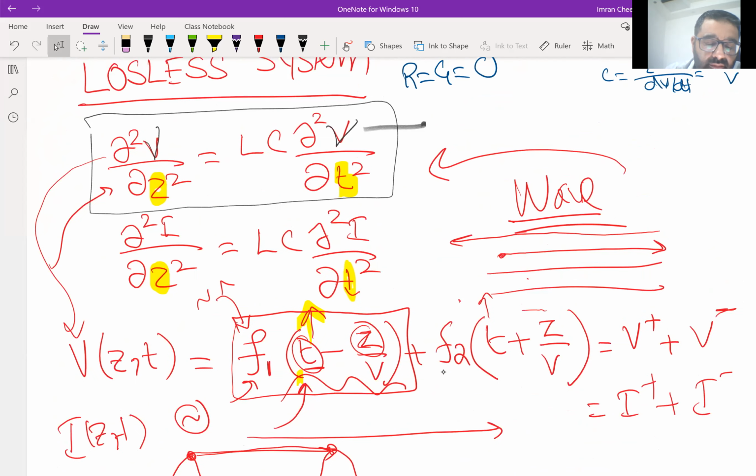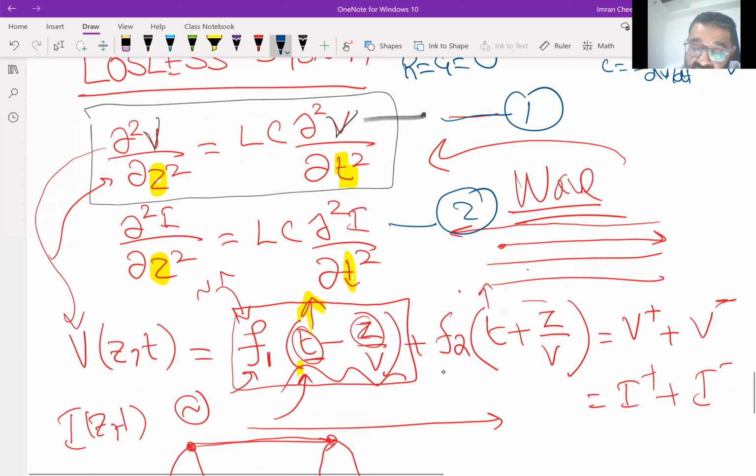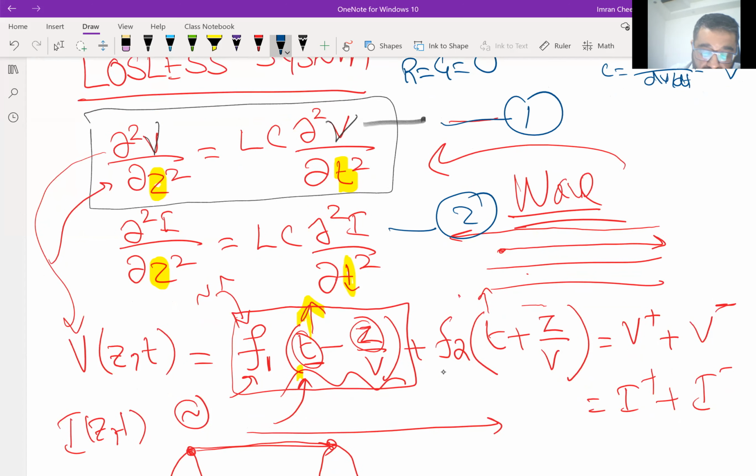In fact, if you see this equation, let's call that equation 1, and let's call that equation 2. If you look over these two equations, forgetting about any circuit theory or electromagnetic theory, this is just a simple second order differential equation. And from a mathematical point of view, the solution for this differential equation is actually the sum of these two functions.